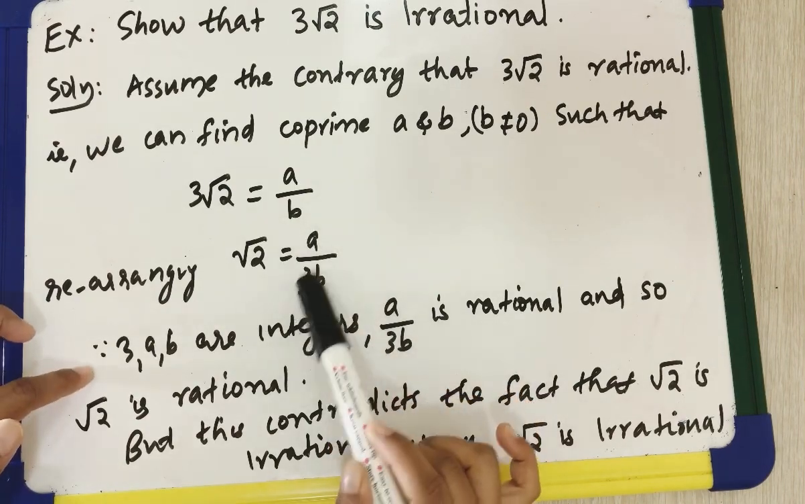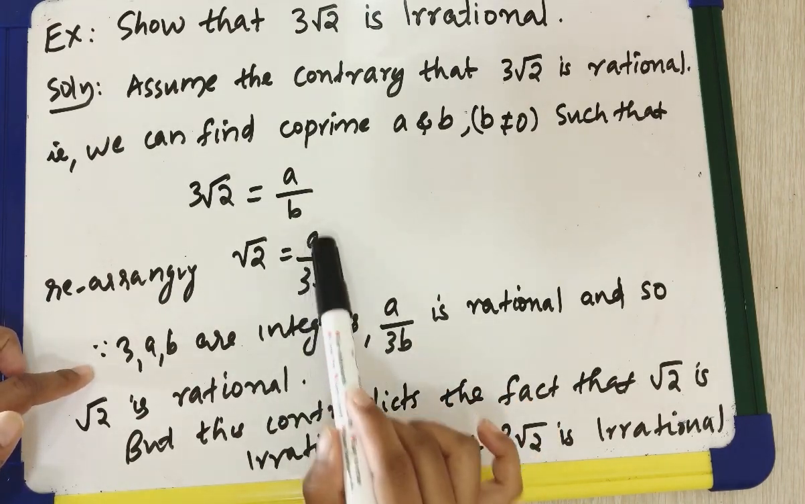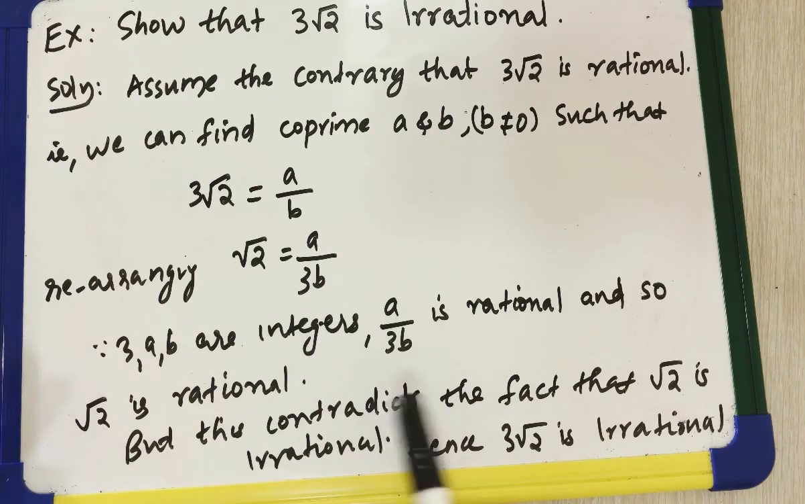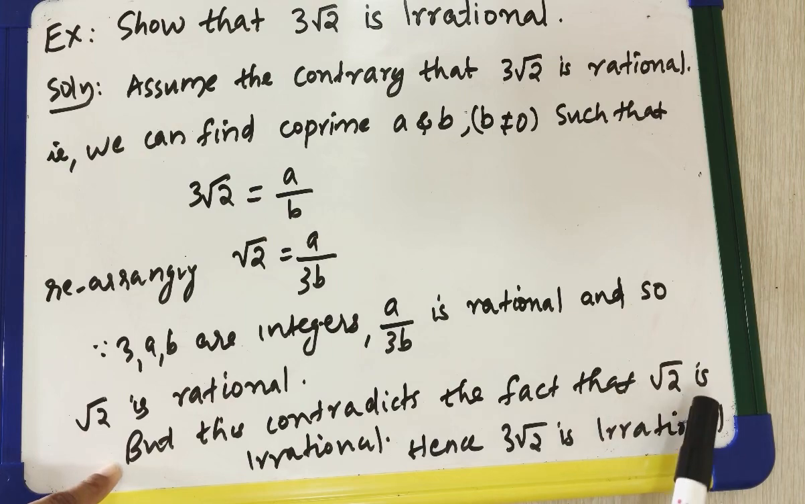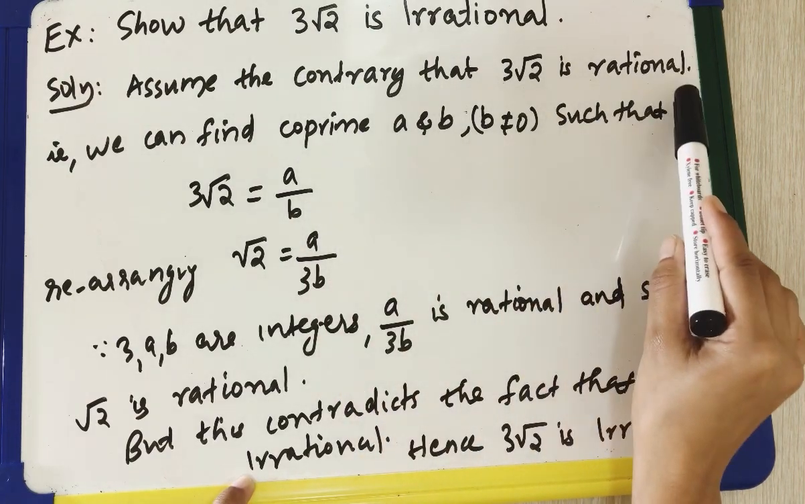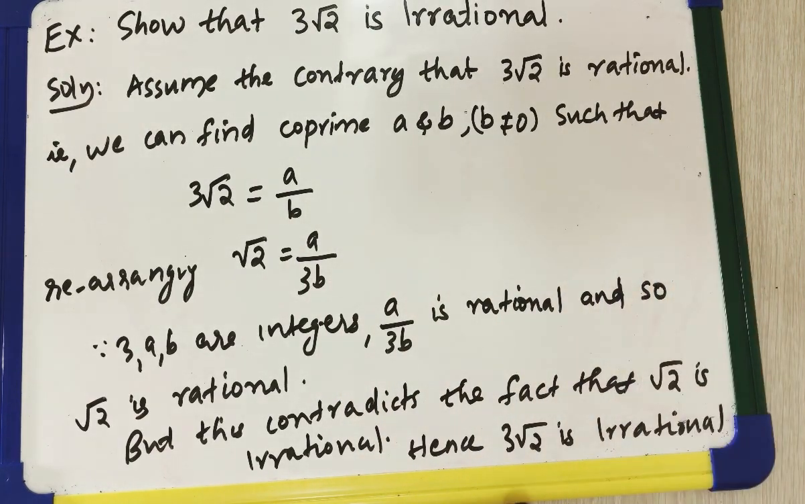Since 3, a, b are integers, a by 3b is rational. And so root 2 is rational. But this contradicts the fact that root 2 is irrational. We already proved that root 2 is irrational. This contradiction arose due to our false assumption that 3 root 2 is rational. Therefore, 3 root 2 is irrational.